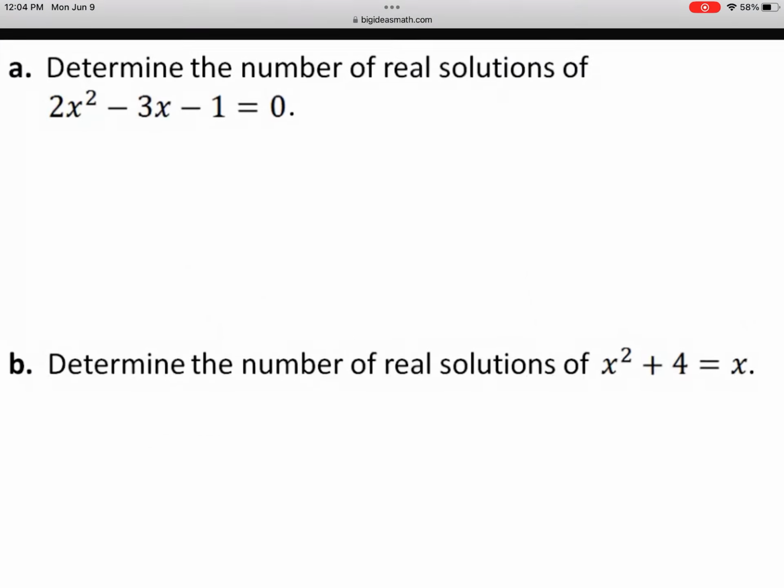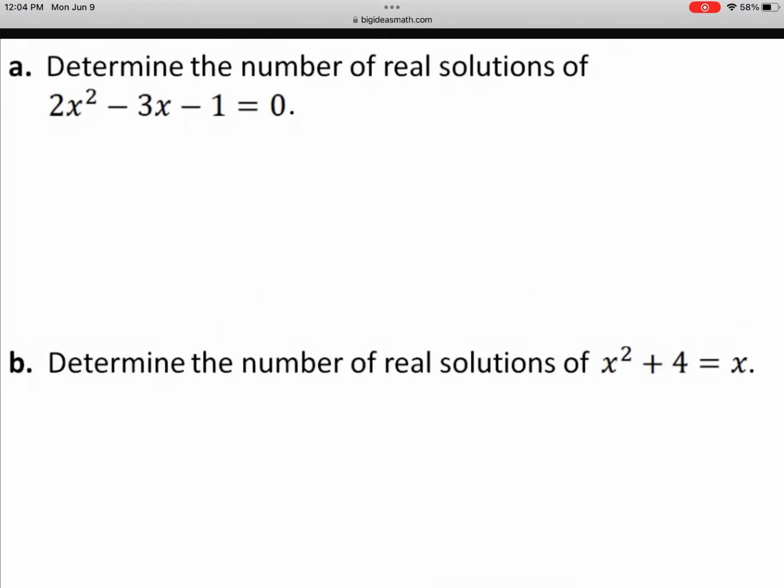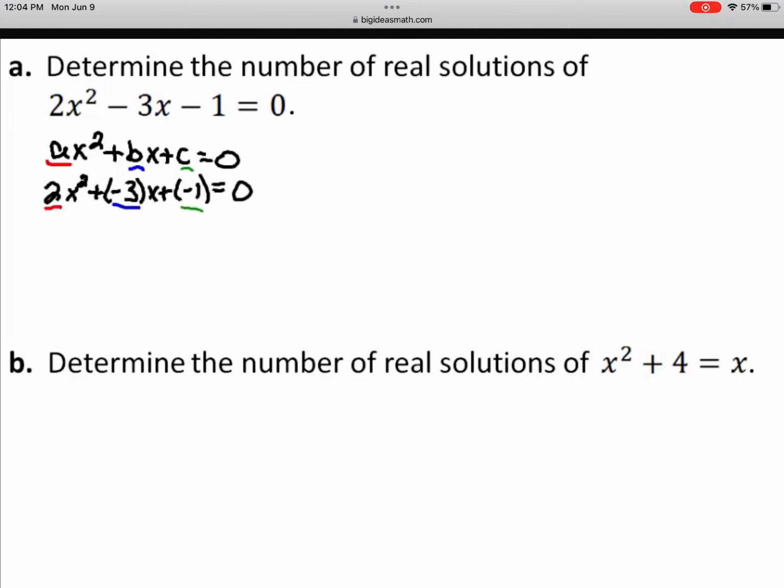Part A. Determine the number of real solutions of 2x squared minus 3x minus 1 equals 0. Notice that the equation is of the form ax squared plus bx plus c equals 0. Rewrite the equation to identify the constants. Here a is 2, b is negative 3, and c is negative 1.